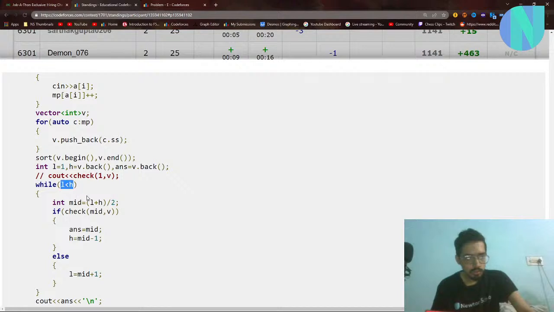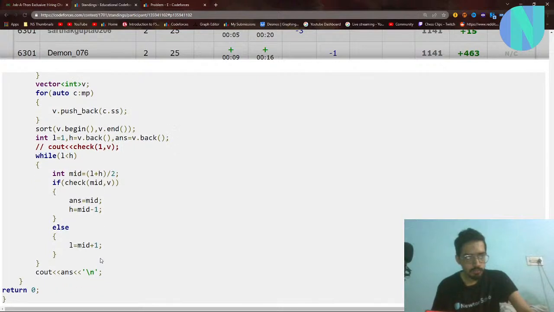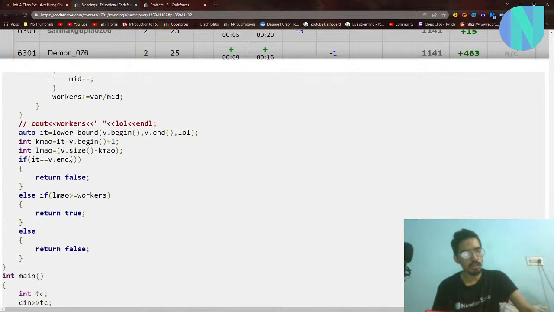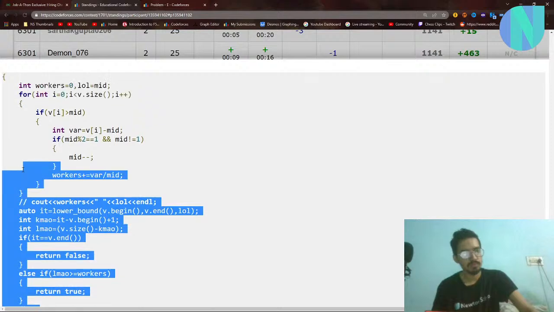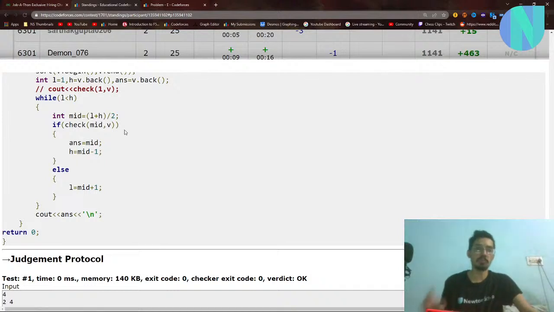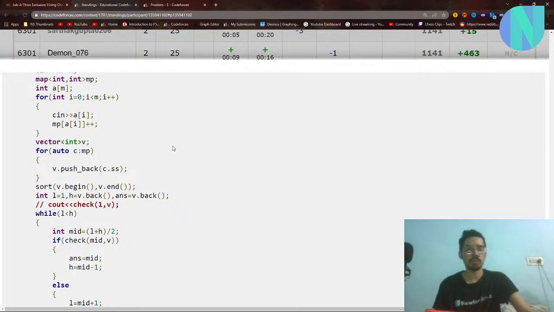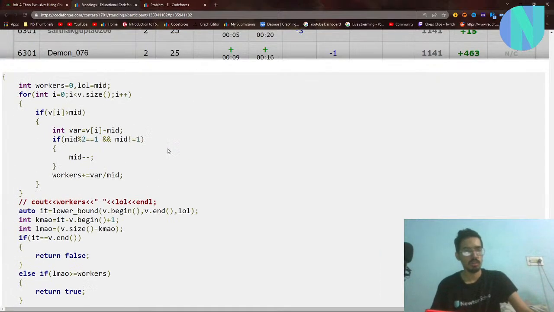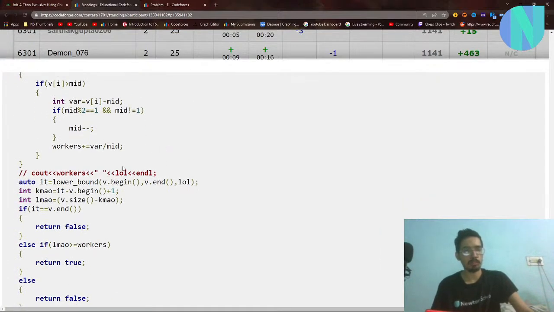Why low is less than edge? Mid. Shouldn't there be an equal to here? Why low is less than edge? Shouldn't there be equal to? And your implementation is very ugly here. So you also need to work on your implementation. You were able to think about binary search. That's a very nice thing. If you are able to think about binary search, you should have been able to solve this. So I think you need to work on your implementation a bit.